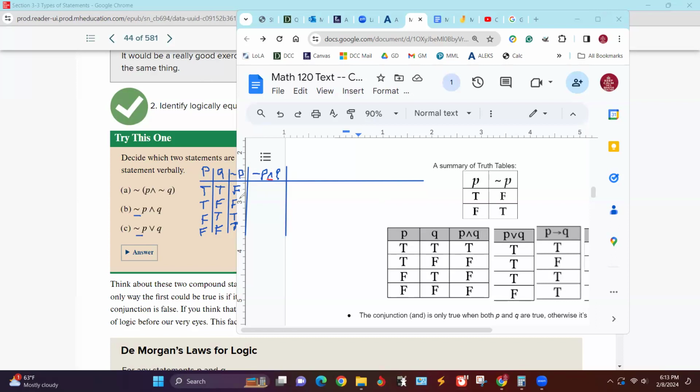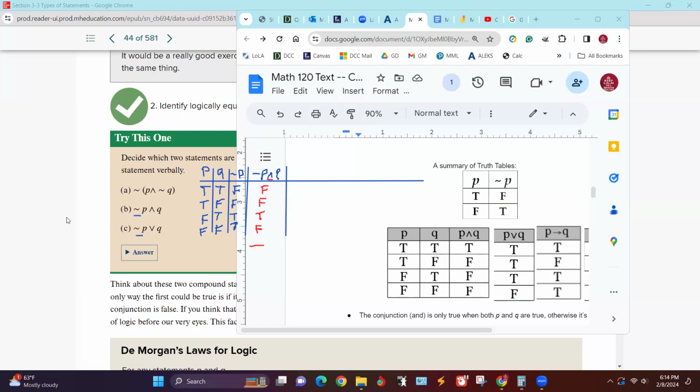There's not P and Q. The order doesn't matter for and or. So for and, as long as I get an F in there, it's false. So there's a false. There's a false. And there's a true, because I got two trues. And there's a false, because it's false, true. You got to have two trues for an and to be true. All right, so that one's done.